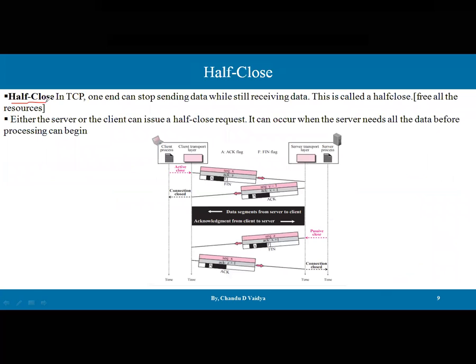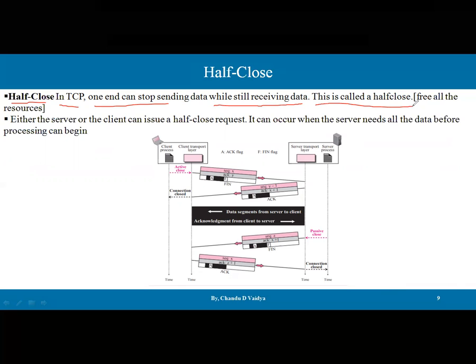Half close. What do you mean by half close? In the TCP protocol, one end can stop sending data while still receiving data. This is called a half close.